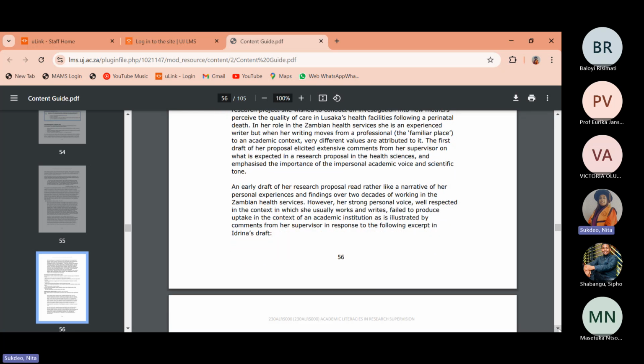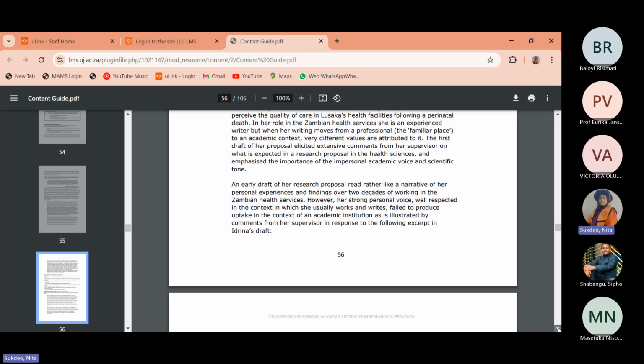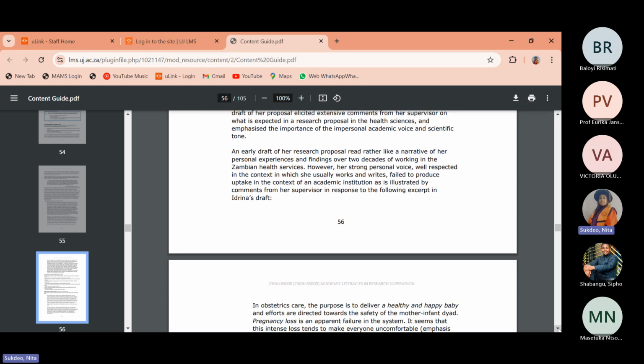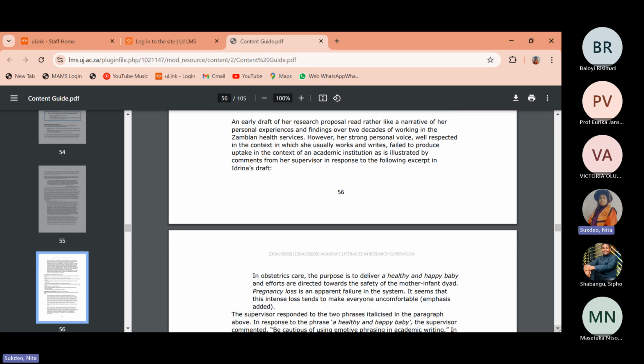An early draft of her research proposal read rather like a narrative of her personal experiences and findings over two decades of working in the Zambian health services. So basically, she put in her own approach, her own words, her own experiences, but not in a structured template or format following a research proposal, which is what we generally do. However, her strong personal voice, well respected in the context in which she usually works and writes, failed to produce uptake in the context of an academic institution, as is illustrated by the supervisor's comments in response to the following excerpt in Edrina's draft.